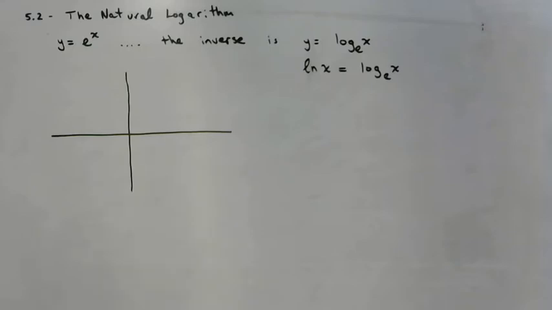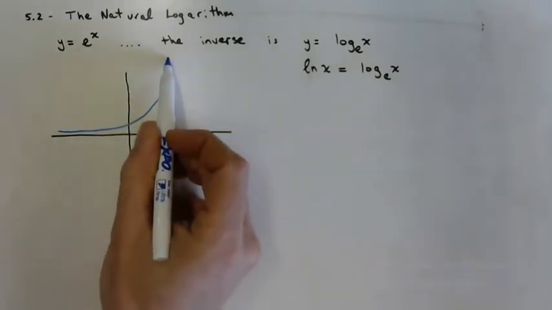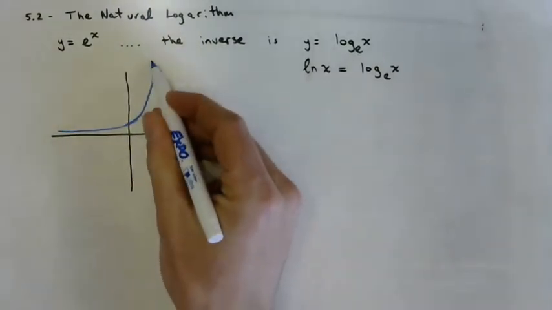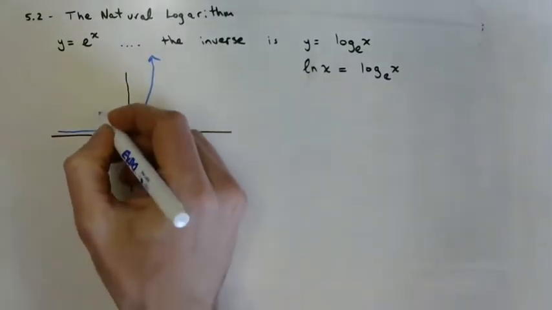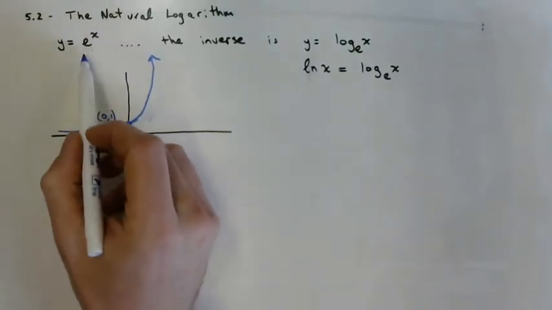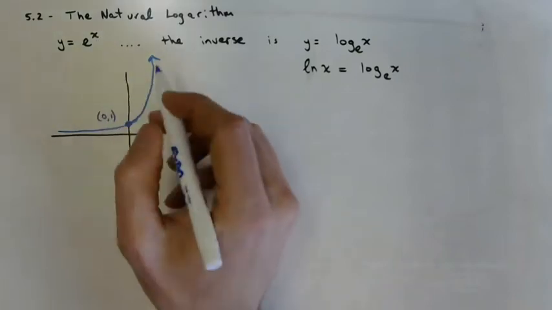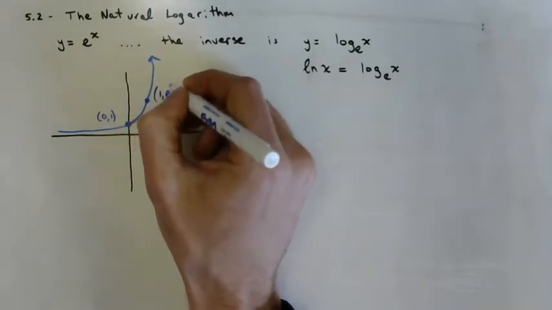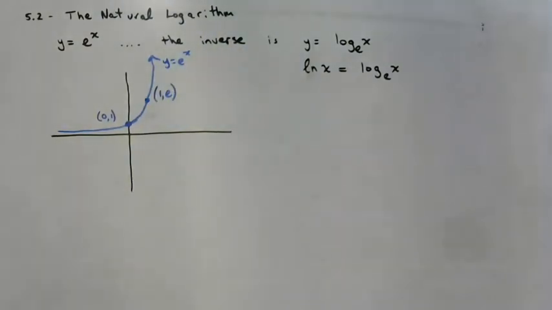If we sketch this out, we can see what it looks like with a couple of key points. I'll sketch y equals e to the power of x, which would look something like this. Okay, this is y equals e to the power of x. It has key points like 0, 1, because anything to the exponent of 0 is 1. It also has, if x is 1, then we'd be going through e. So there's some key points on y equals e to the power of x.